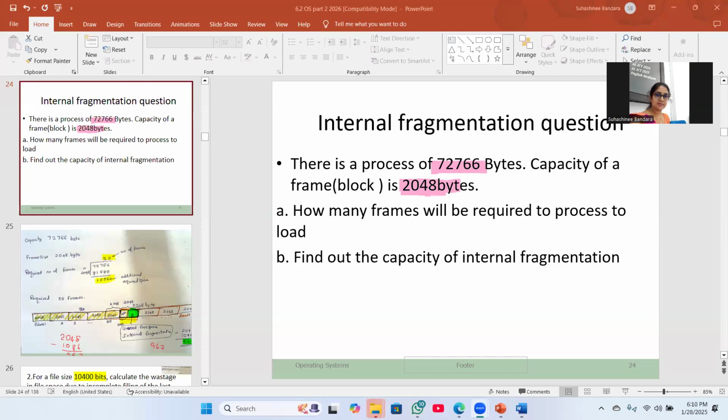So there's a question, an internal fragmentation question. There is a process of 72,766 bytes. The capacity of the frame block is 2048 bytes. How many frames will be required to load it? So to load this one, how many frames do we need, and find out the capacity of the internal fragmentation.